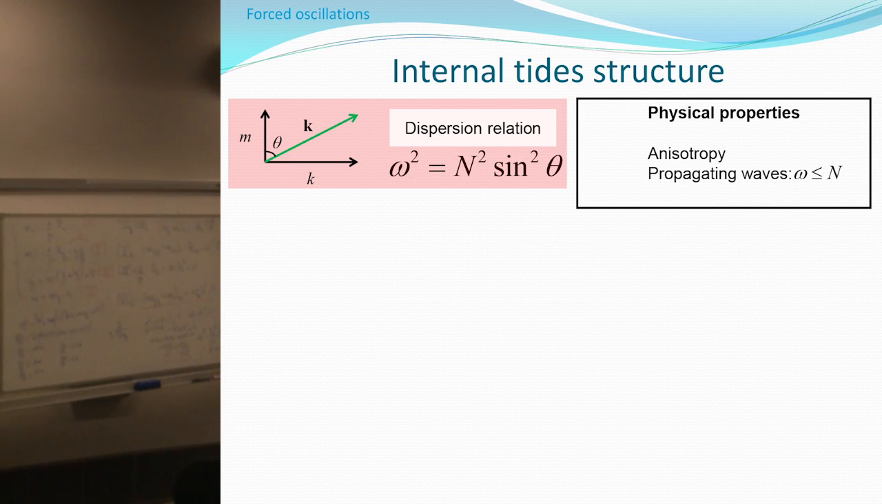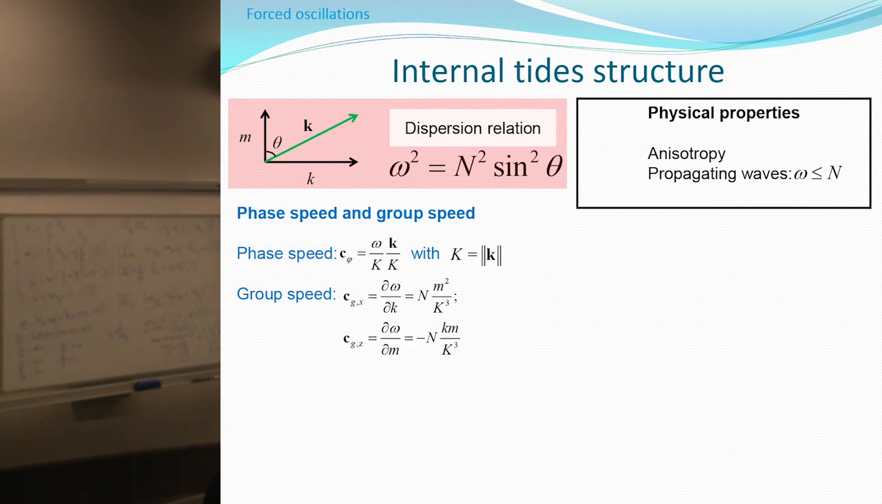So the background stratification imposes a limit for the forcing frequency. So these are the two first properties. And then we can have a look at the phase speed and group speed of this wave. So this is the definition of the phase speed, and using this dispersion relation, we can derive the value of the horizontal group speed and vertical group speed here.